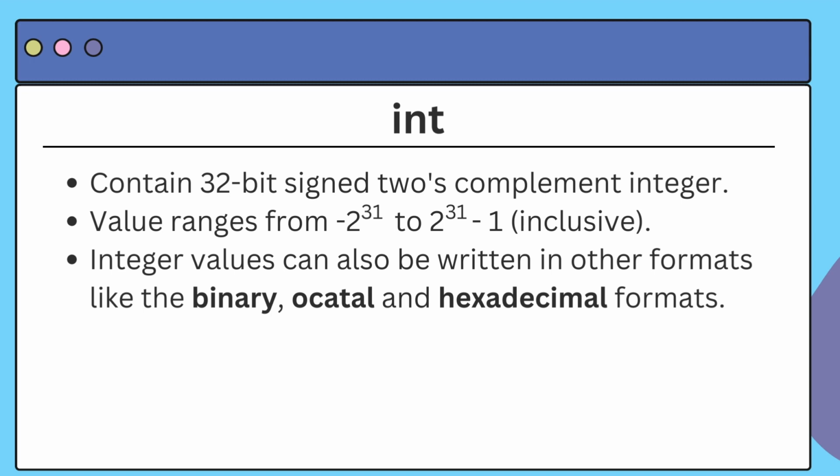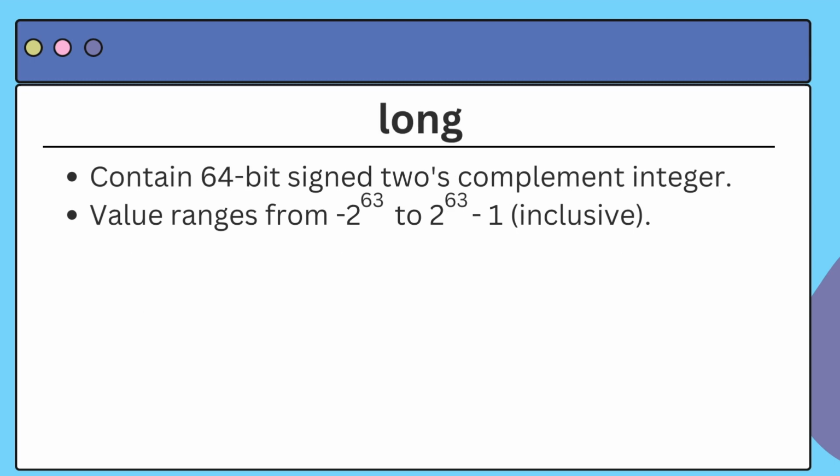And the final integer type is long, which contains a 64-bit signed 2's complement integer, and the value ranges from minus 2 to the power of 63 to 2 to the power of 63 minus 1. So that is it for the integer types. Now let us write a program to demonstrate all the integer types.